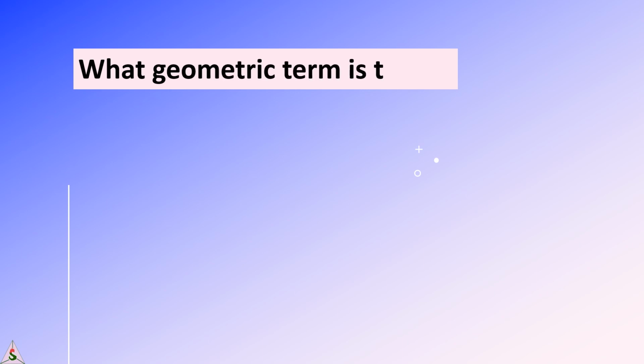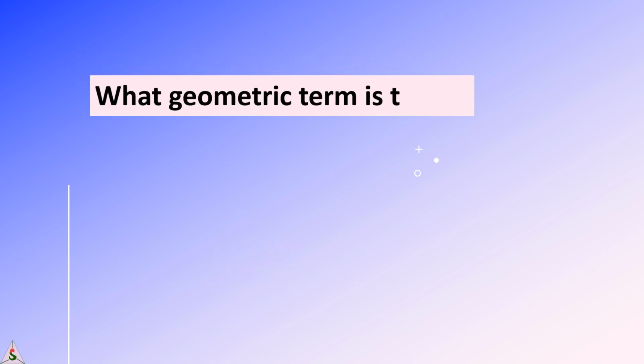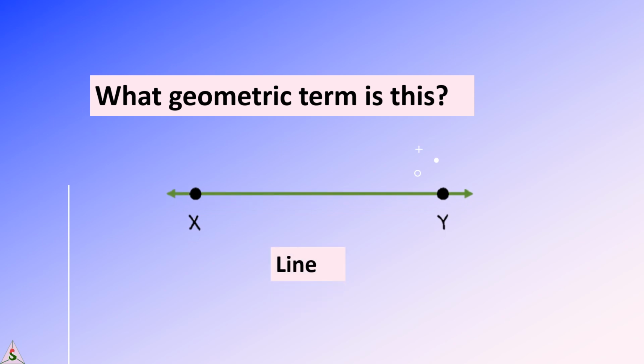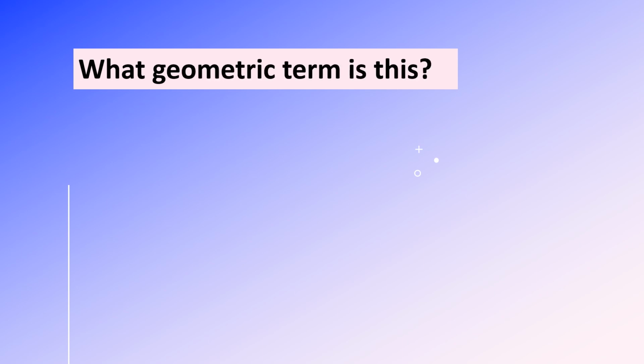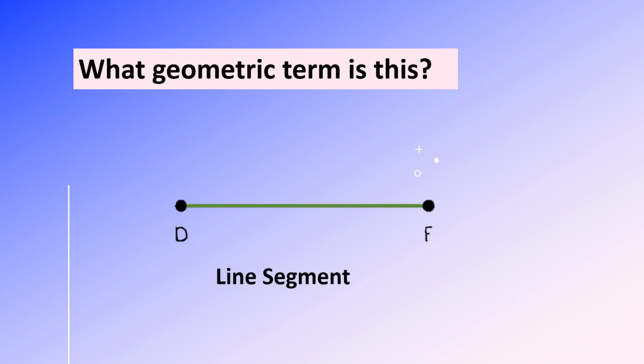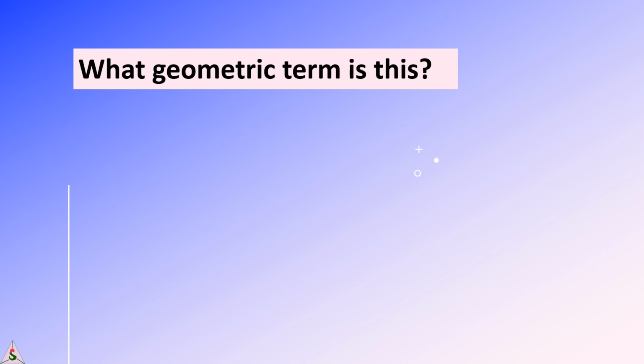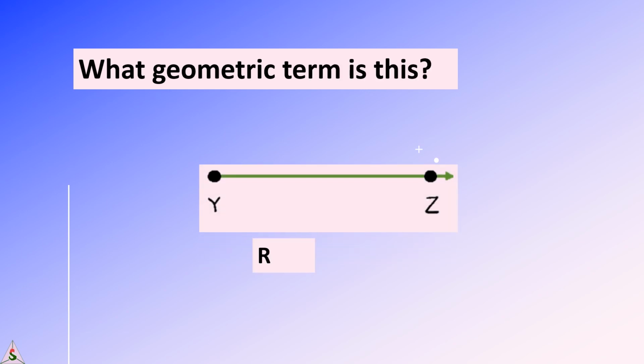What geometric term is this? This is a point. What geometric term is this? This is a line. What geometric term is this? We call this a line segment. What geometric term is this? This is called a ray. It has only one endpoint.